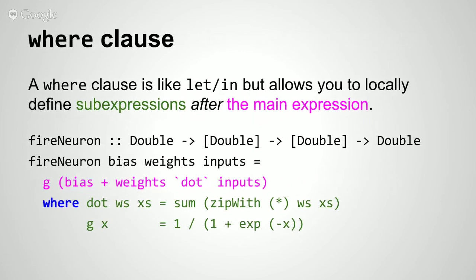There's also a where clause, which is like let in, but it allows you to have your sub-expressions after the main expression. Up here, this is a neuron in an artificial neural network. We're saying that when we fire it, we are computing g of bias plus weights dot inputs. And if someone wants to look up what g is, which is the logistic transfer function, or what dot is, which is the dot product of vectors, they look down below.